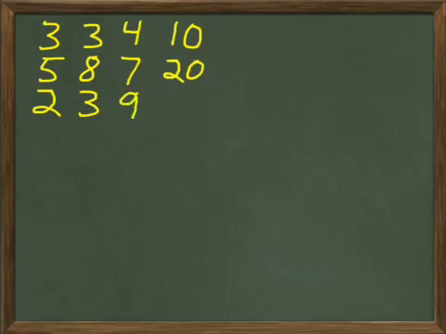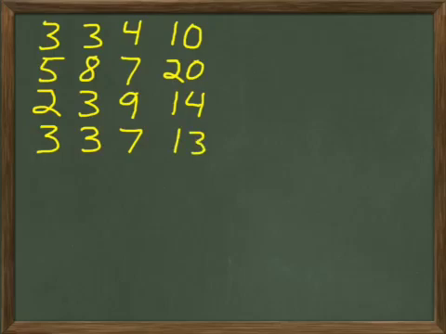So let's add those up. 2 and 3 are how many? 5. 5 and 9 are 14. How about 3 and 3 and 7? Let's add those. 3 and 3 are 6. 6 and 7 are 13.